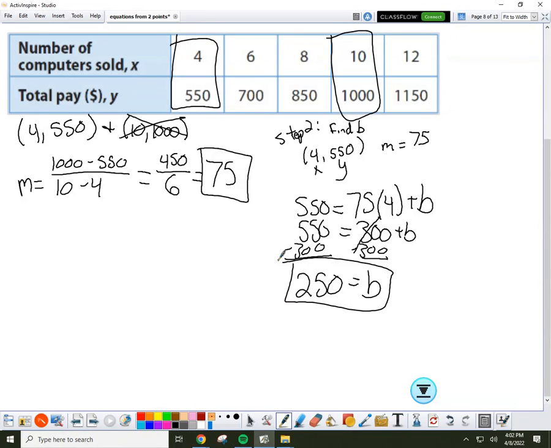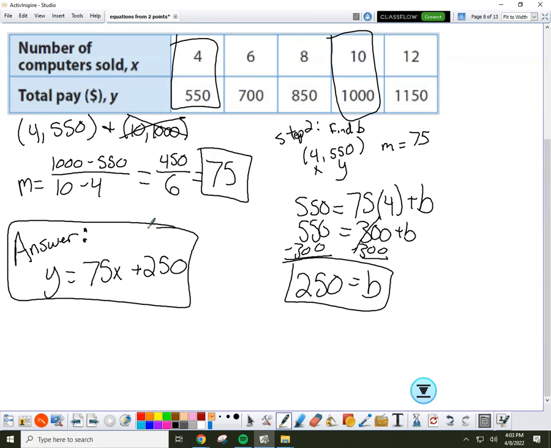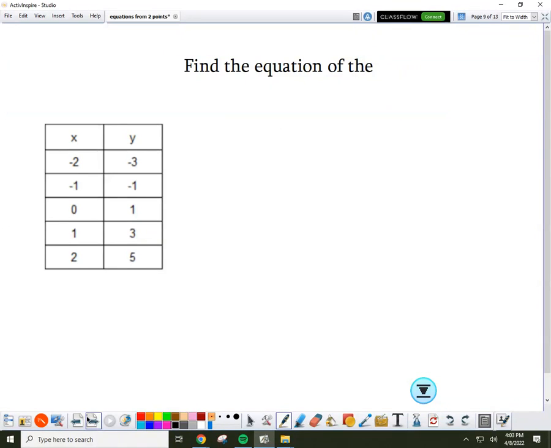So we found our slope, found our y-intercept. Now I need to create an equation. So my equation, which is the answer we're looking for, is going to be y equals 75x plus 250. One more example. Okay, this one gives us a horizontal table. Okay, same procedure. First, we find our slope.